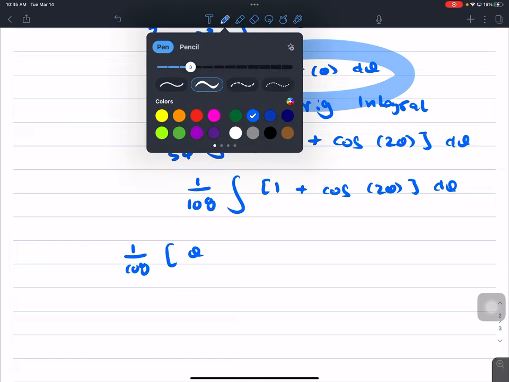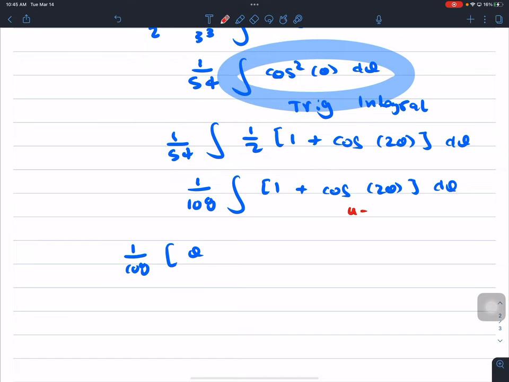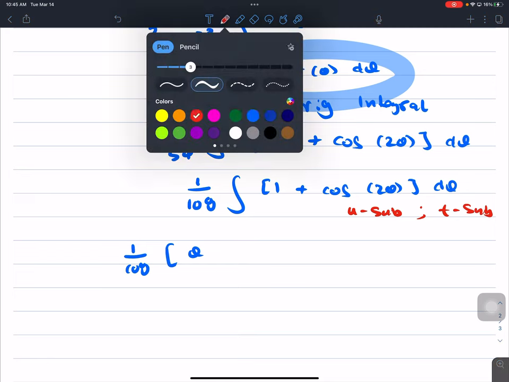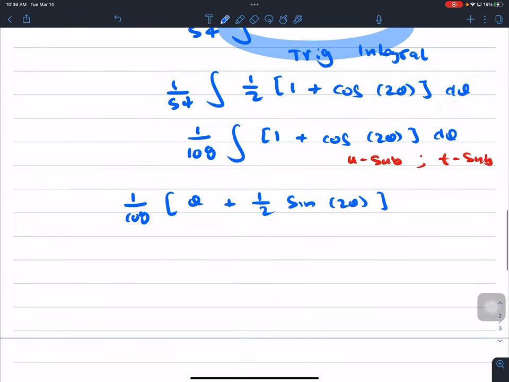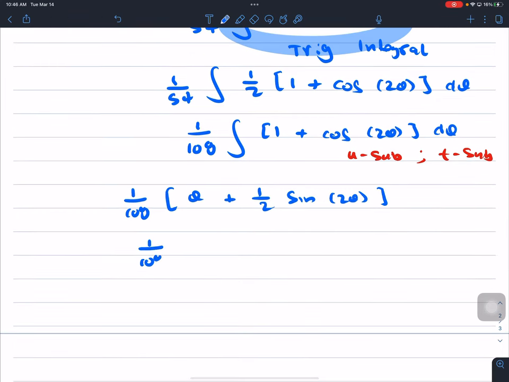Now, over here, of course, that's a u sub. Or a t sub, whatever you want to call it. I already know that's going to come out to be what? Derivative of sine is cosine. That's plus 1/2 sine double theta. Is that true? Okay, so if I distribute, we get 108 theta plus 1 over 216 sine double theta plus c.